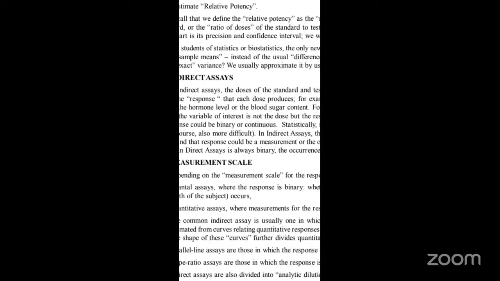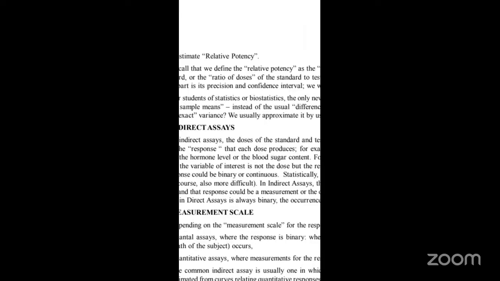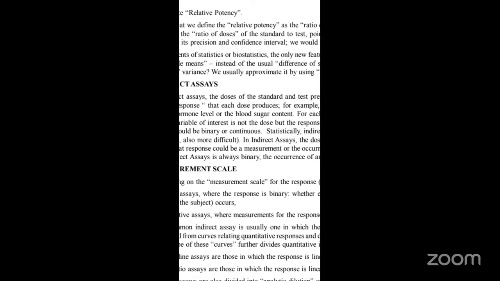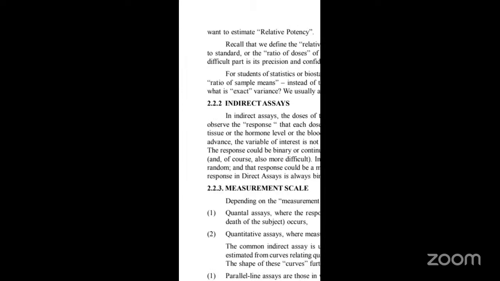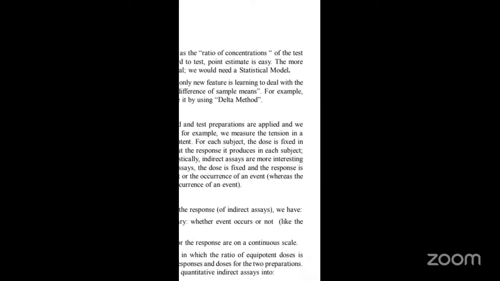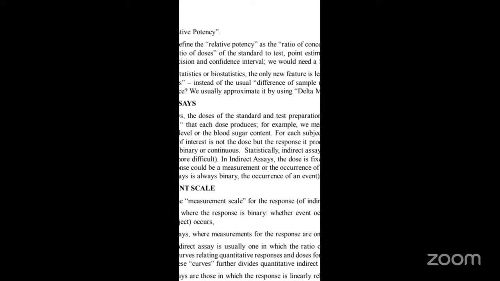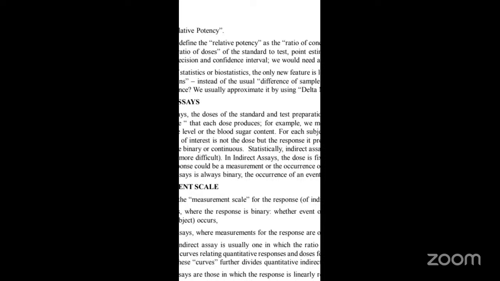So here we measure the tension in a tissue, or the hormone level, or the blood sugar content. For each subject, the dose is fixed in advance. The variable of interest is not the dose but the response it produces in each subject. The response could be binary or continuous. Statistically, indirect assays are more interesting and, of course, more difficult. In indirect assays, the dose is fixed and the response is random.